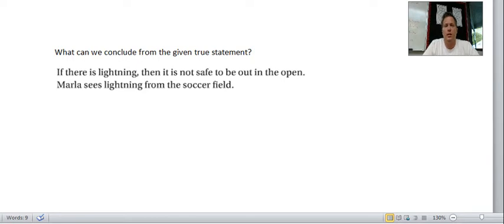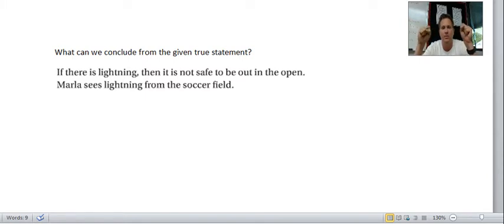Alright, let's take a look at this next example. We don't need to write this down, but let's just make sure that we know what the law of detachment means. So, if we were asked, what can we conclude from the given true statement? If there is lightning, then it is not safe to be out in the open. If there is lightning, that is our hypothesis. Our conclusion is then it is not safe to be out in the open.